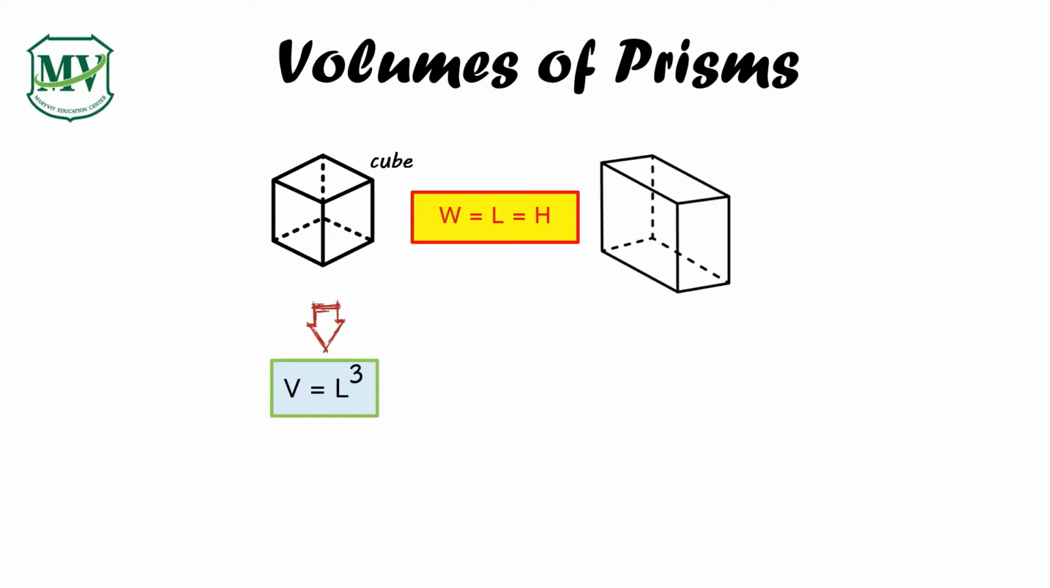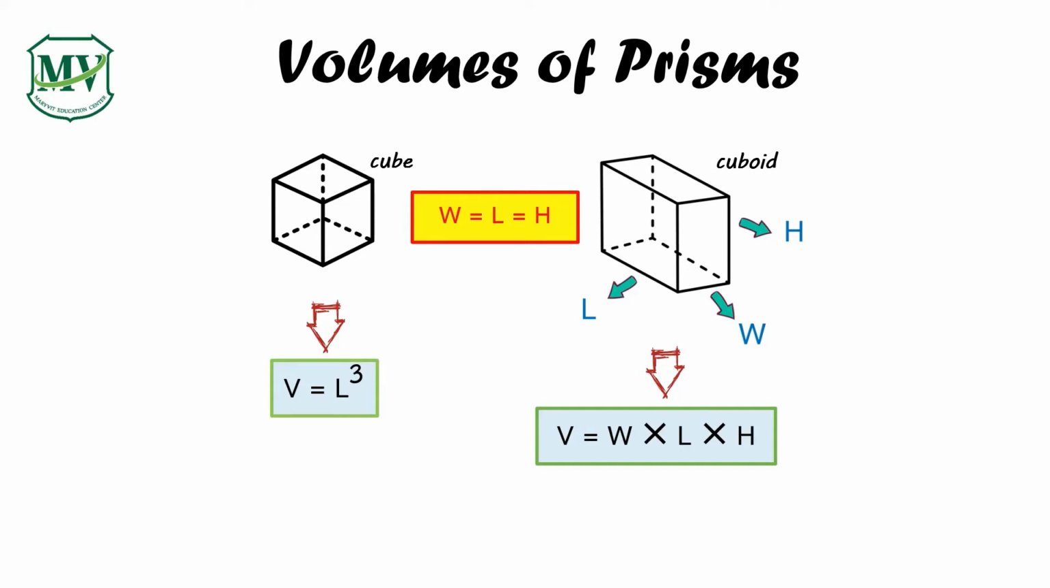We also have here a cuboid. A cuboid also has a height, a width, and a length. To find the volume of a cuboid, we use the formula V is equal to W times L times H.